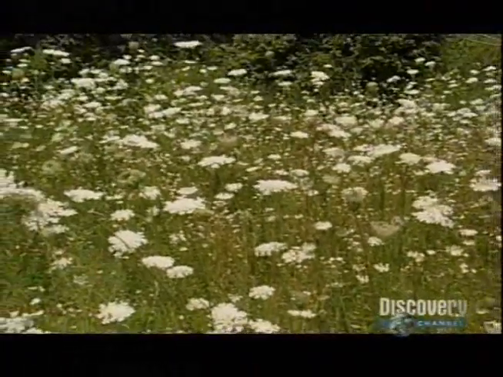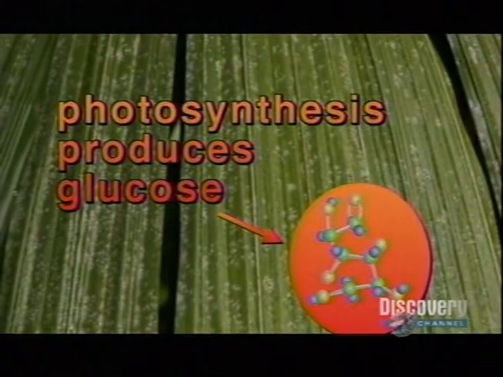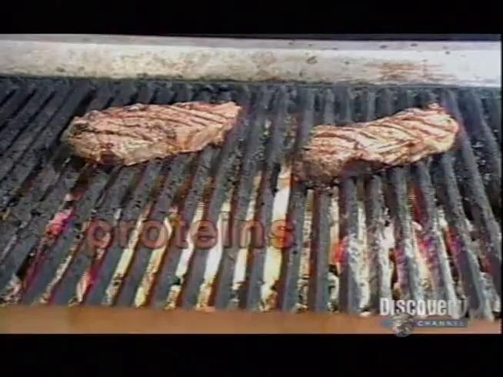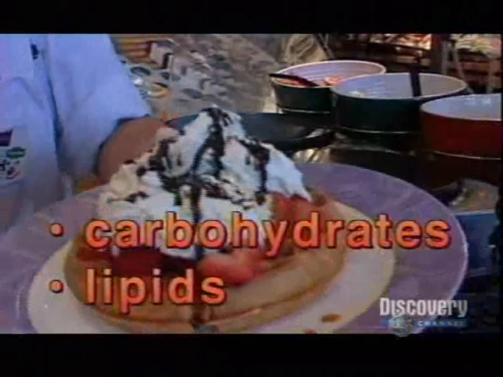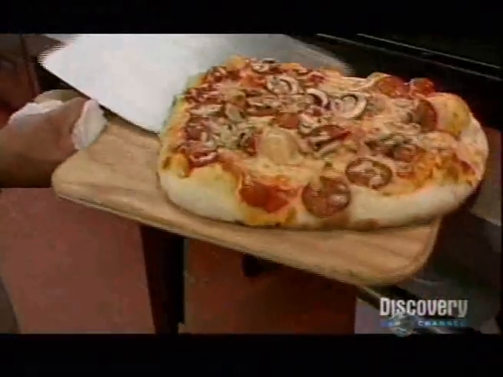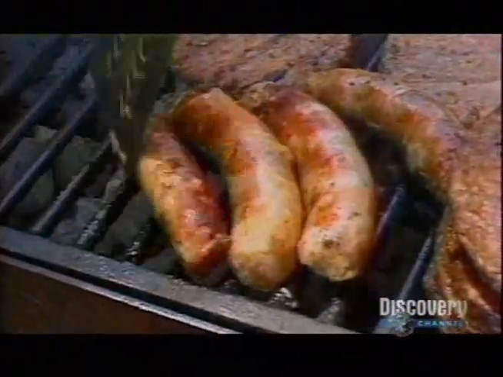Food supplies energy to all life processes. Photosynthesis allows autotrophs to produce their own food as glucose. But heterotrophs must consume their food in a mixture of proteins, carbohydrates, and lipids. They are more complex forms of food and must be digested to supply ATP to the cells.